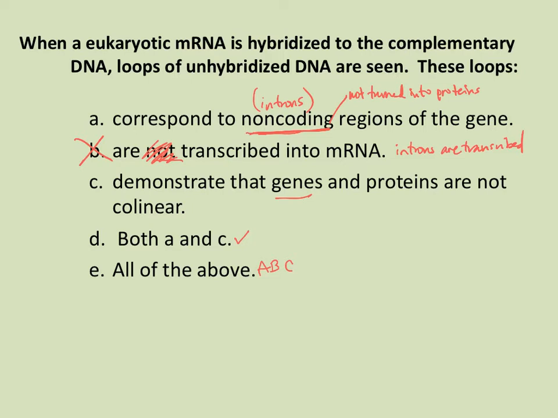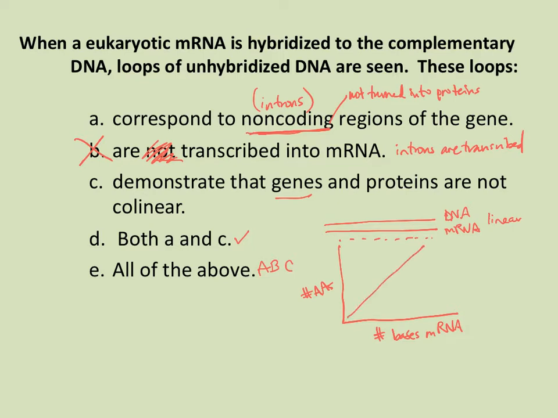The loops do demonstrate that genes and proteins are not collinear, because if the genes and the mRNA were both, so let's write DNA and mRNA, this would be an example of a linear relationship. You can imagine also that if we had a number of amino acids in a protein and a number of bases in an mRNA, if this were the relationship we saw, we'd expect this to occur.